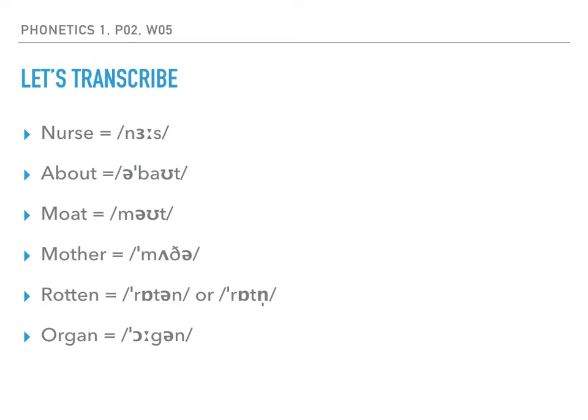Then we have mother, we have rotten, and as you can see here, I've accepted two transcriptions. Both would be okay on the final exam. And we have organ. Notice here how I've also used the small marker, the diacritic, that we use to denote where the stress is in the word. It's good to use this because it helps you know when we use the schwa and when we don't.